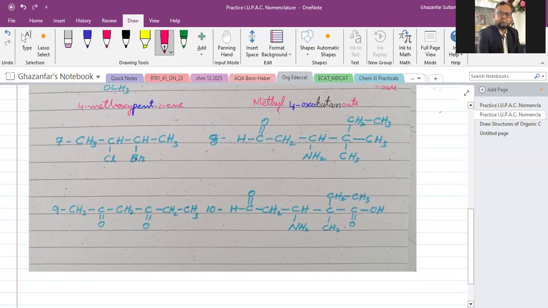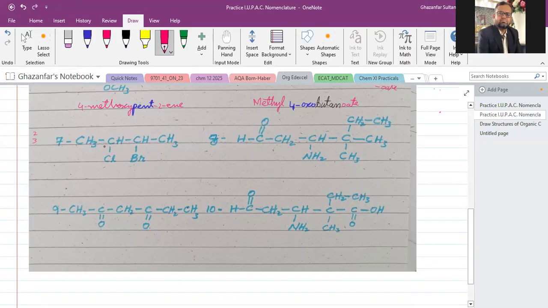If they have no suffix, the number is the same whether you start from 1, 2, 3, 4, or you start from the other side, 1, 2, 3, 4. In both conditions, the groups are on the second and third position. But here we should follow the alphabetic order if both of them are halogens. It is not for other cases. It is specifically for halogens.